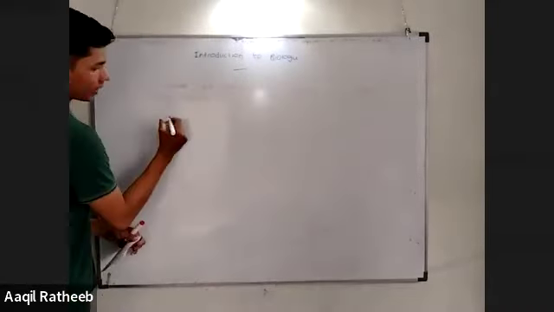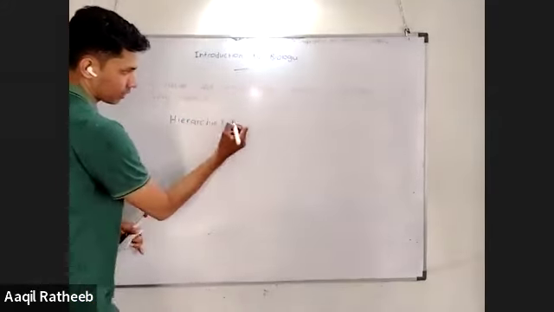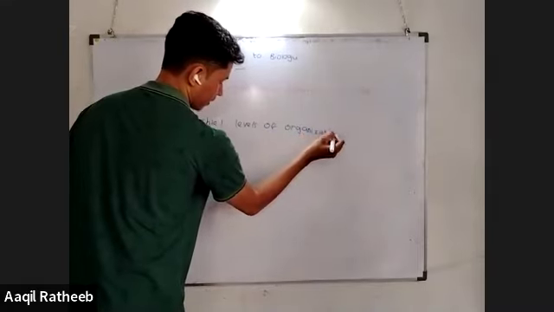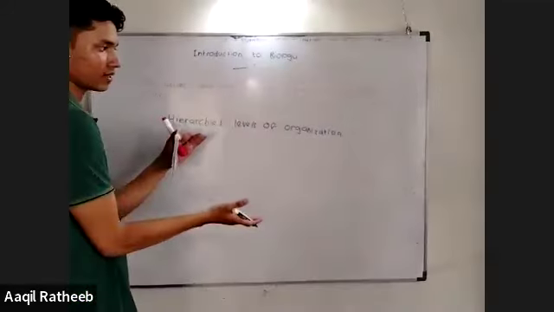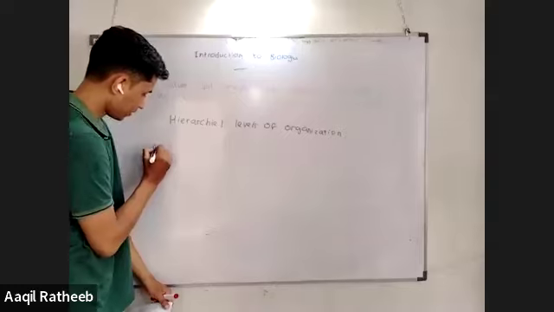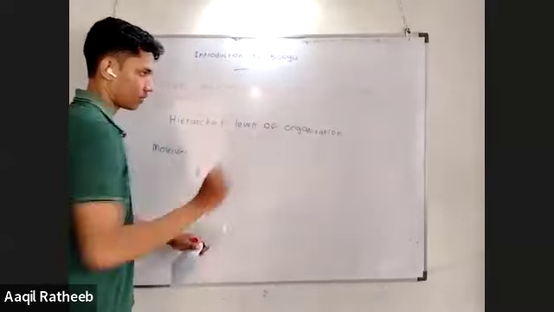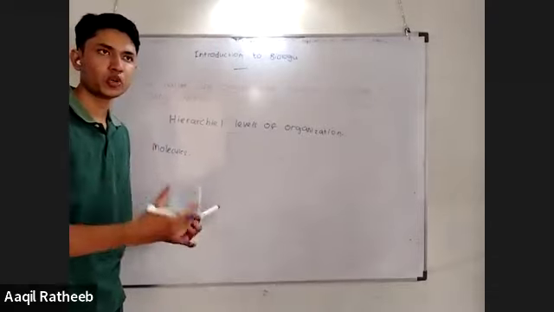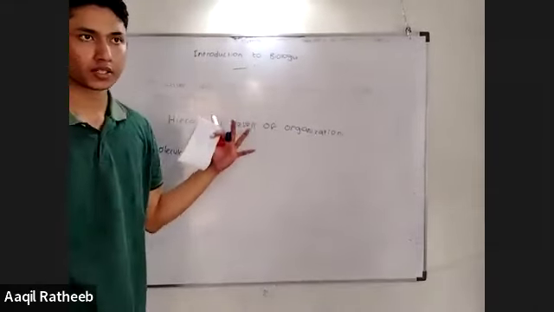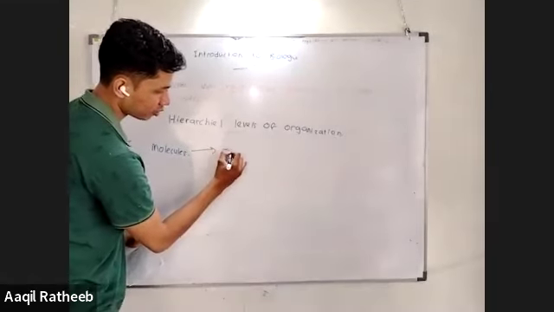So there is something called hierarchical levels of organization. You have to write this down with me. First, there are molecules. Those molecules accumulate and form different structures, which I will explain in the next lesson. Those structures get together and form one cell. We call those structures organelles.